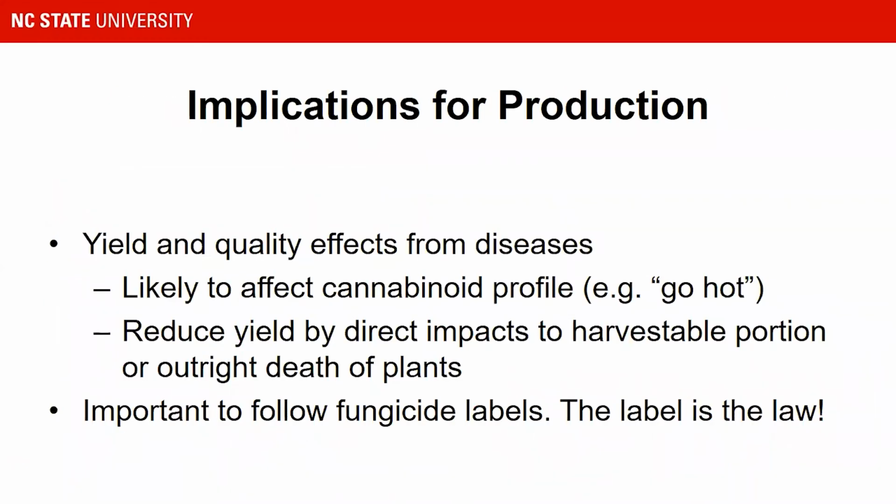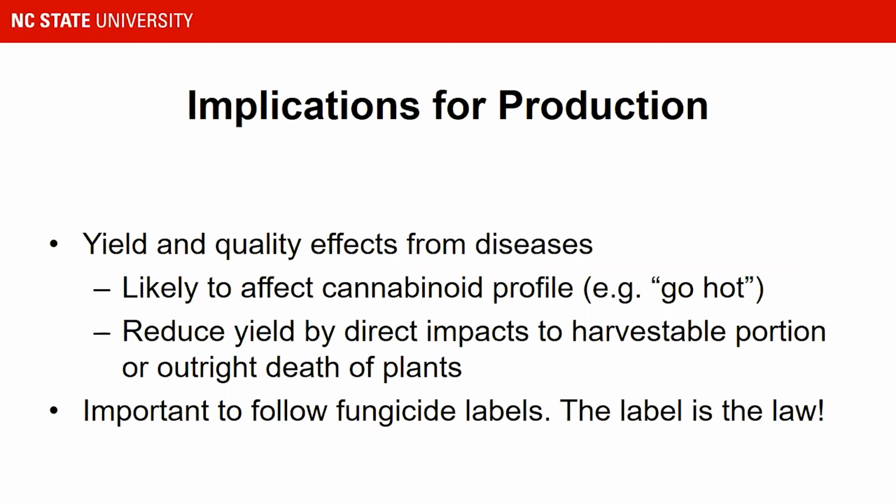So what does all this mean for our production? There are yield and quality effects from diseases. We're going to see reductions in yields and potentially our quality measures in plants that are affected heavily by foliar diseases. It's potentially capable of affecting our cannabinoid profile and can either go hot and increase our cannabinoid production, or in contrast, it may not produce enough. In our field trial last year, we saw the opposite response, where we had lower CBD and lower THC with those more heavily affected plants.